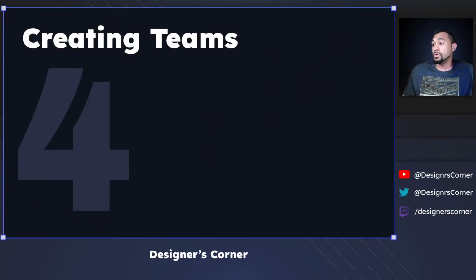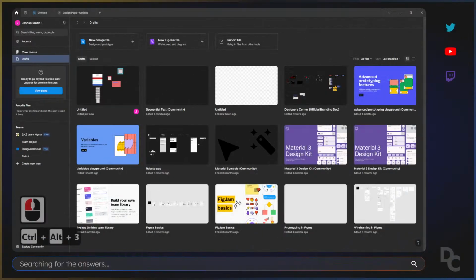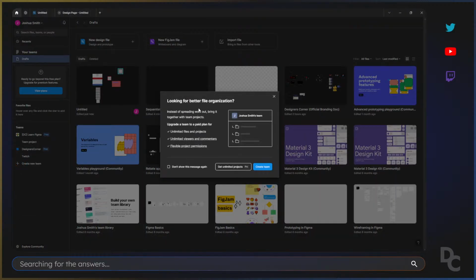So we're going to move and end up saving our project here. Let's move back to the home screen, where we'll create a team. Remember, teams are not folders. Teams are collaborative spaces. For this, I'm going to go down to create new team, and it'll tell you some stuff about trying to sign up for Pro and all that kind of stuff.